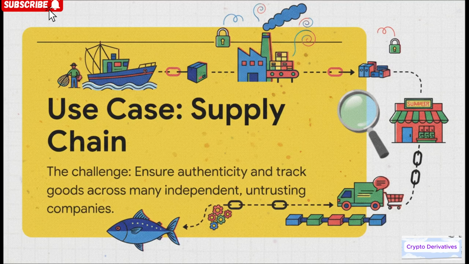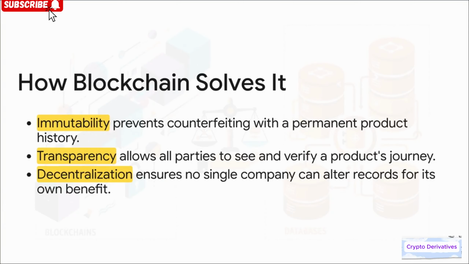Imagine you're trying to track, say, a shipment of coffee beans from the farm in Colombia to the shipper, to the roaster, and finally to your local coffee shop. You've got all these different companies that have to share information, but they don't fully trust each other. How can you guarantee that the data everyone is seeing is real and hasn't been faked? Well, this is a perfect job for a blockchain.